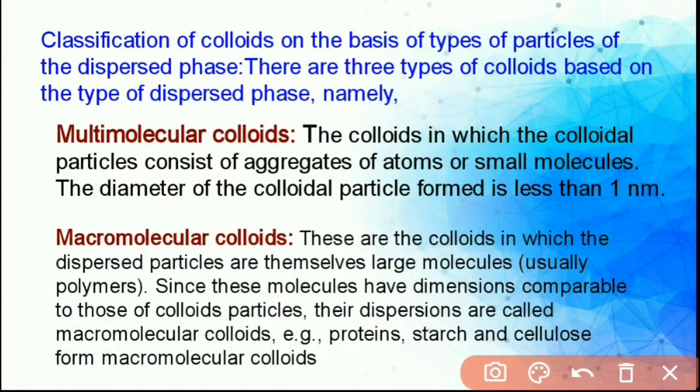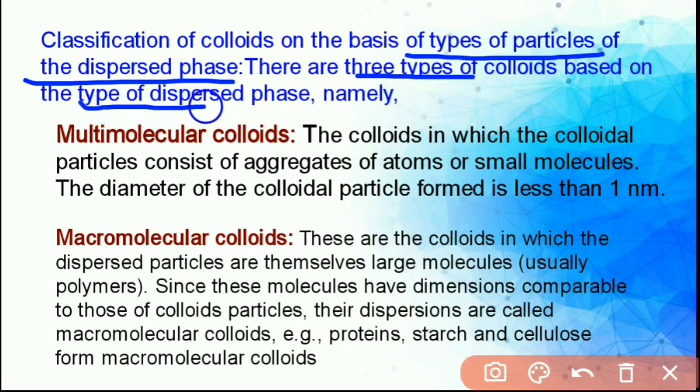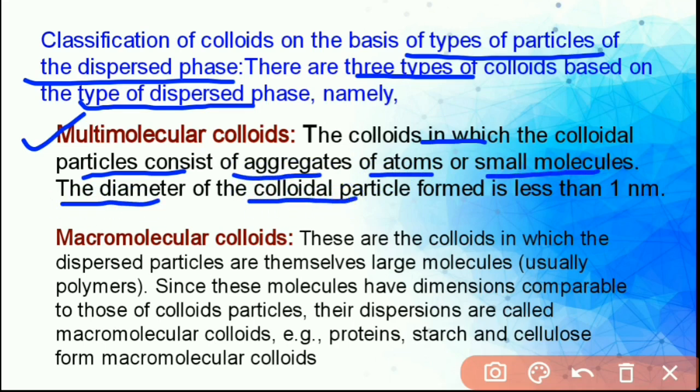Next classification is based on the type of particles of dispersed phase. So there are three types of colloids based on the type of dispersed phase, namely multimolecular colloids, the colloids in which the colloidal particle consists of aggregates of atoms or small molecules. The diameter of the colloidal particle formed is less than 1 nanometer. So when that type of small particle aggregates, it forms multimolecular colloids.